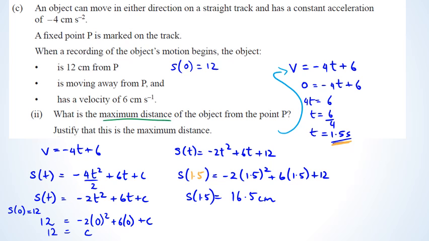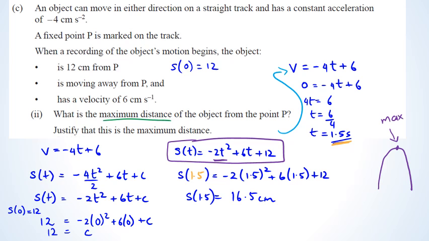All right, so that's what the maximum distance is. Now, to prove that this is going to be the maximum distance, what you could do is look at the function of s of t. Now, s of t is actually a negative parabola. So the function of s of t is going to look like this, which means when the gradient is 0, that point right there is going to be a maximum point, and you just need to describe it either by drawing a graph and just saying that this is going to be a maximum point. That's one way of doing it.